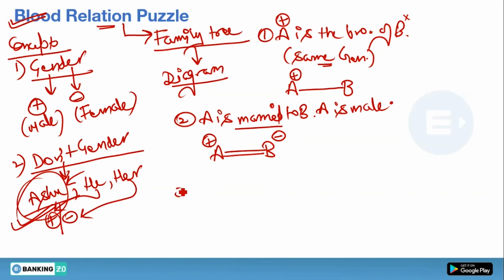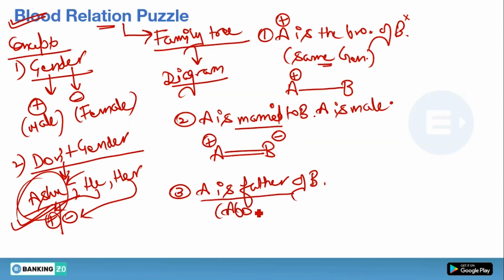Okay, now third point, A is the father of B. If A is the father of B, then A belongs to the above generation than B. So it simply means A will come upside to B. If any person is of an above generation than the second person, that person will go upside to the second person. Okay, A is a father, it means A is a male. So A will go upside to B and B will come downside to A. Okay, this is our third point.